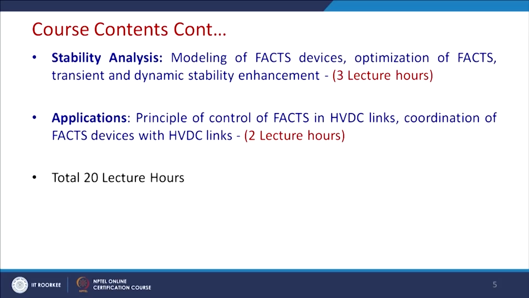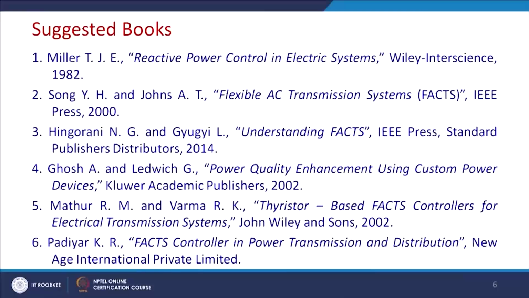The total duration of the course will be 20 hours. Now let us take the suggested books. The suggested book is basically Miller T.J.E., Reactive Power Control in Electric Systems, and Song Y.H. and Johns A.T., also Hingorani and L. Gyugyi. These two books are from IEEE Press. Thereafter, Arindam Ghosh and Gerard Ledwich, Power Quality Enhancement Using Custom Power Devices. Mathur R.M. and R.K. Varma, Thyristor Based FACTS Controllers for Electrical Transmission Systems, by John Wiley. Padiyar, FACTS Controllers in Power Transmission and Distribution, by New Age International Private Limited.